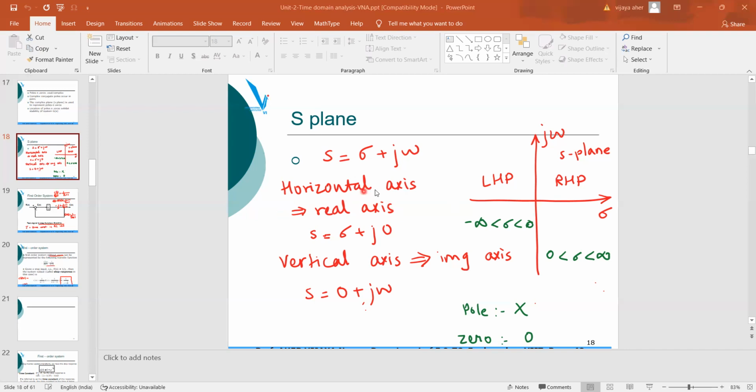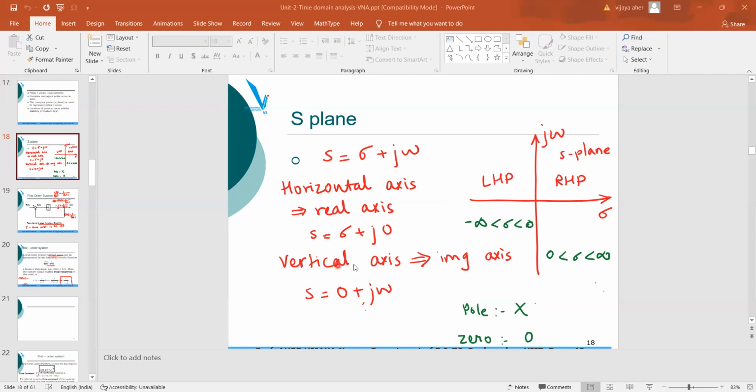So on horizontal axis, what will we take? On X axis, what will we take? Rho. So rho is varying from 0 to infinity on this side, right side. Rho is varying from 0 to minus infinity on left half of S-plane. So on real axis, what is the equation for S-plane? S is equal to rho plus j0. At that time, omega is equal to 0. So your equation becomes S is equal to rho plus j0, right?